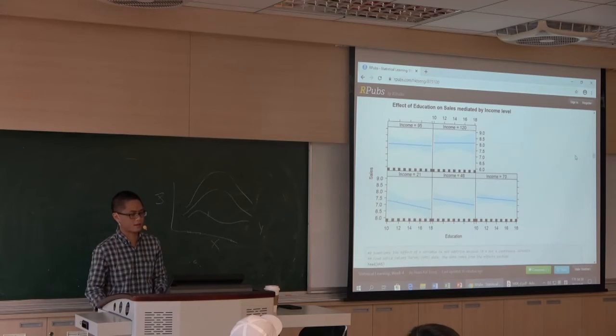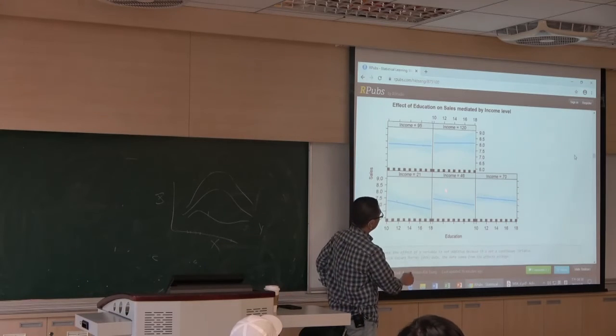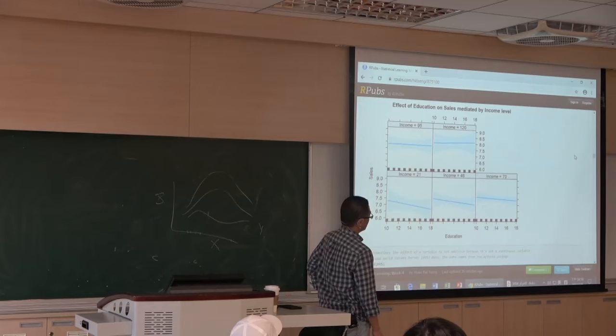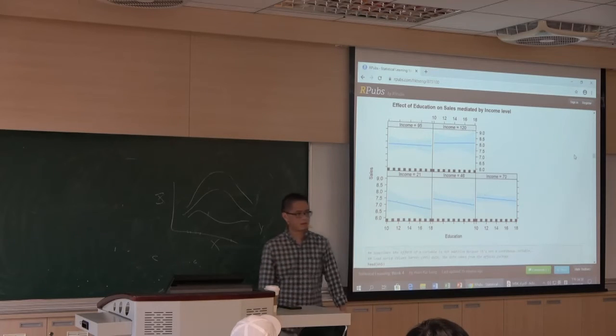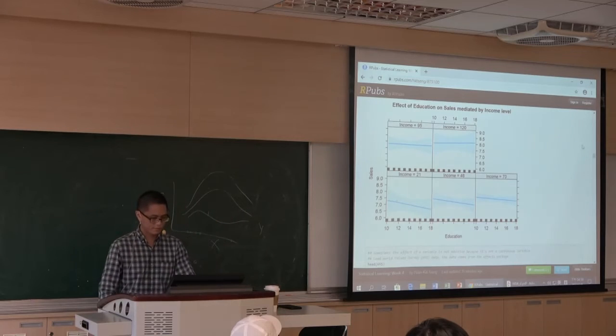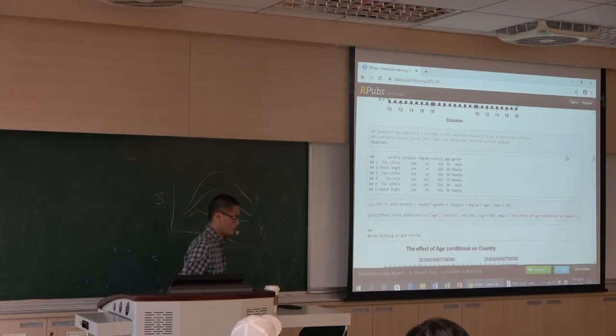You see that the effect actually varies, right? Across the income level, the slope becomes more negative.